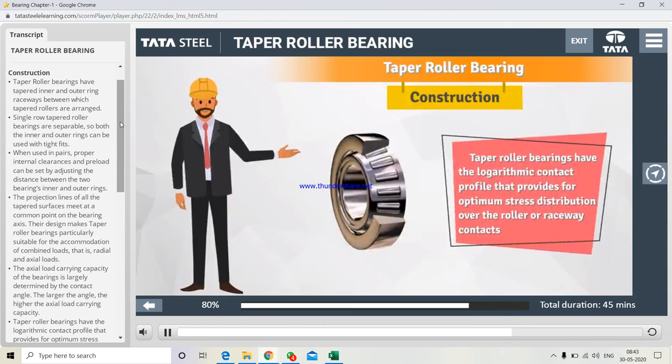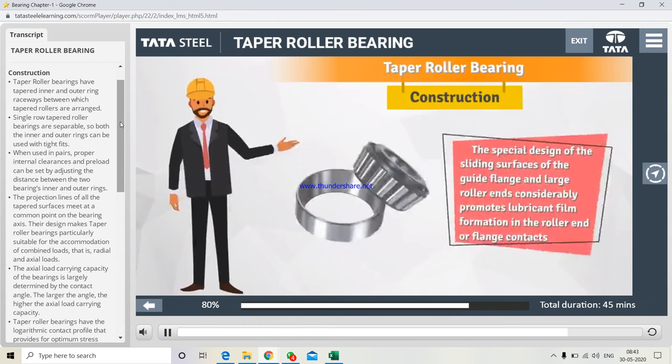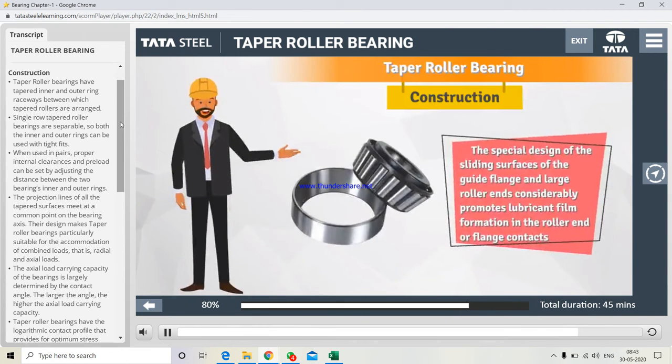Tapered roller bearings have the logarithmic contact profile that provides for optimum stress distribution over the roller or raceway contacts. The special design of the sliding surfaces of the guide flange and large roller ends considerably promotes lubricant film formation in the roller end or flange contacts.